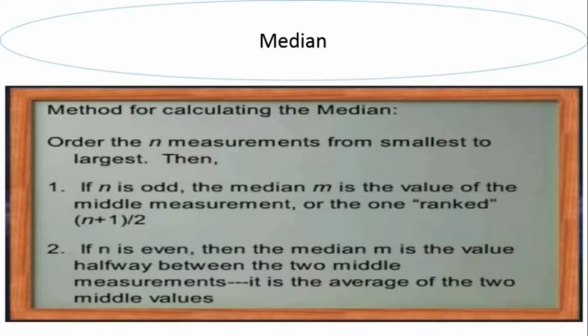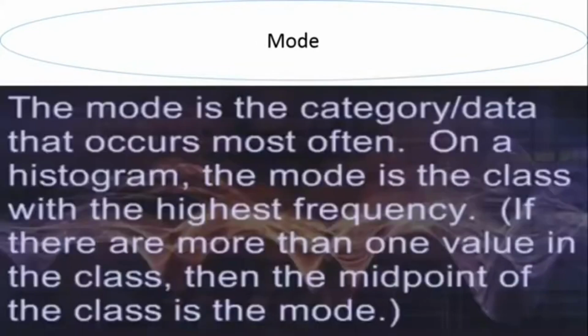The mode is the category of data that occurs most often on the histogram. The mode is the class with the highest frequency. If there is more than one value in the class, then the midpoint of the class is the mode.